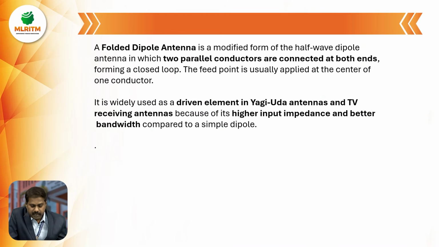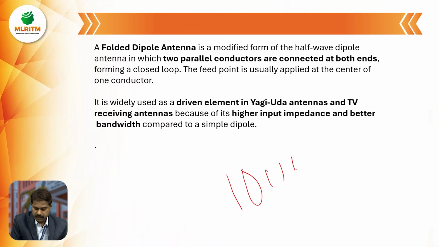A folded dipole antenna is modified from the half-wave dipole antenna in which two parallel conductors are connected at both ends, forming a closed loop. The feed point is usually applied at the center of one conductor. It is widely used as a driven element in the Yagi. We already discussed this in the Yagi antenna.